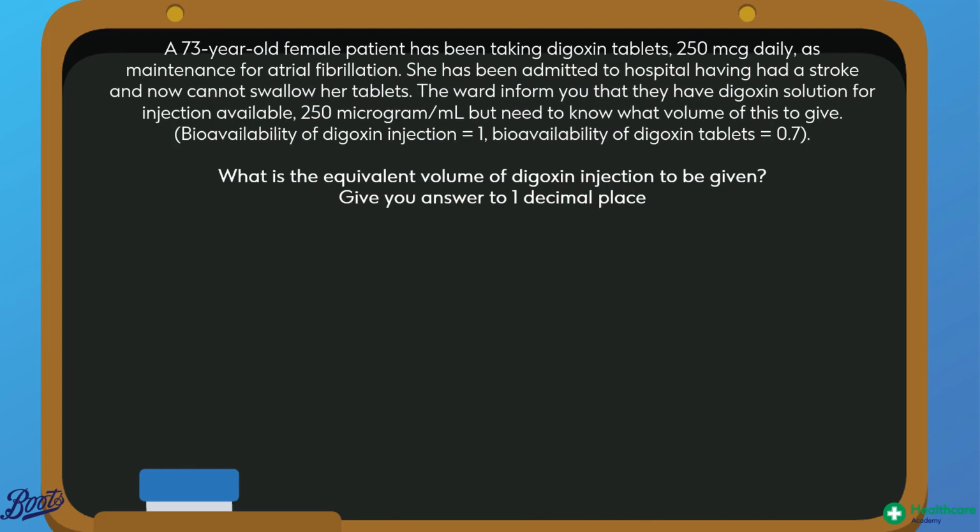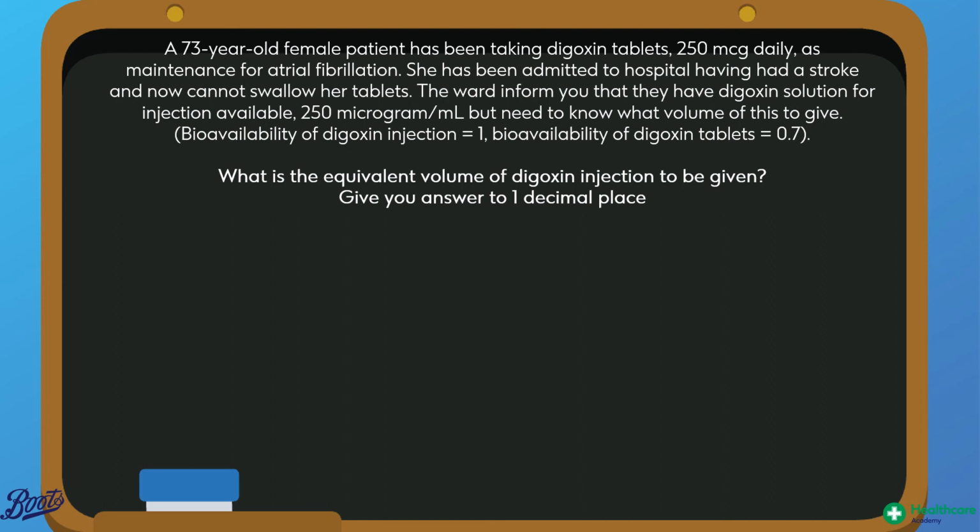Study Day Calculations Paper 5, Question 6. A 73-year-old female patient has been taking digoxin tablets, 250 micrograms daily, as maintenance for atrial fibrillation. She has been admitted to hospital having had a stroke and now cannot swallow her tablets. The ward inform you that they have digoxin solution for injection available, 250 micrograms per millilitre, but they need to know what volume of this to give.